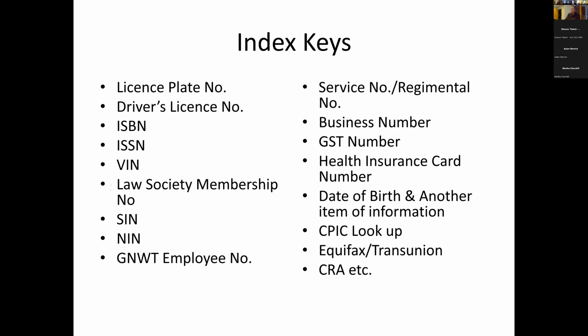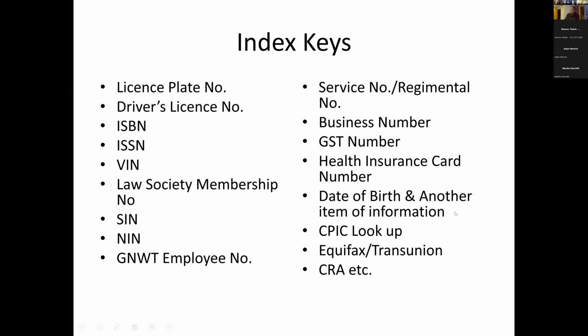Another type of metadata. So for instance, even your license plate number is something like that, as is your driver's license number or your registration number. Your Law Society membership number is an important identifier. We have international standard book numbers, international standard serial numbers. The VIN, the vehicle identification number that is in 2 places on your car. Your social insurance number. In Britain, they have a national insurance number. Your GNWT employee number, if you are a GNWT person. If you have military experience, your service number or regimental number. Your business number for income tax. Same with GST, or health insurance card number, the blue card.